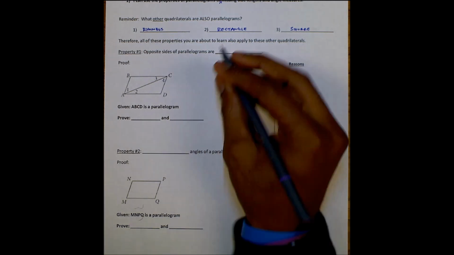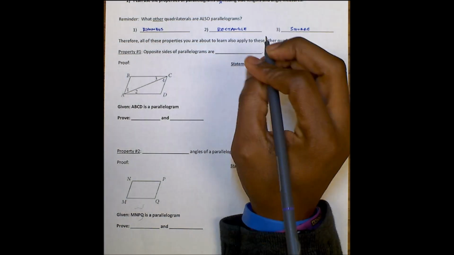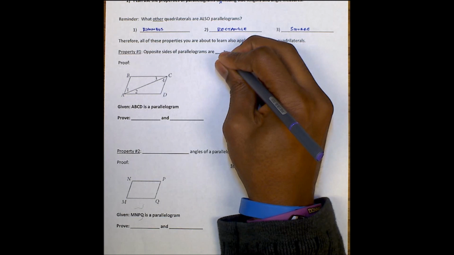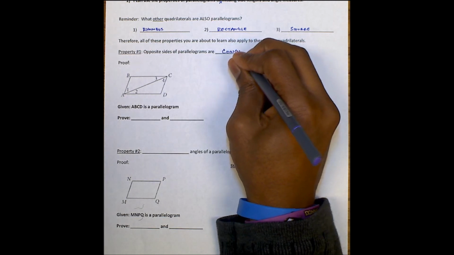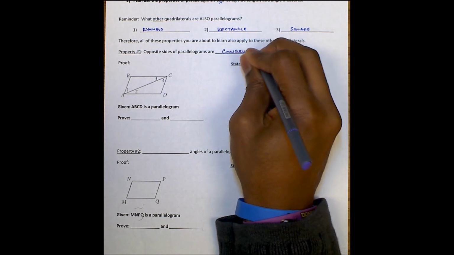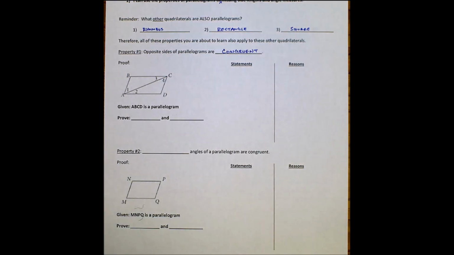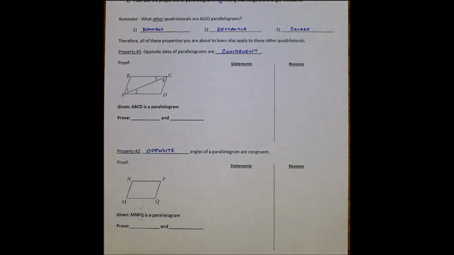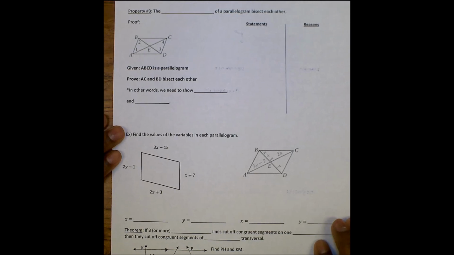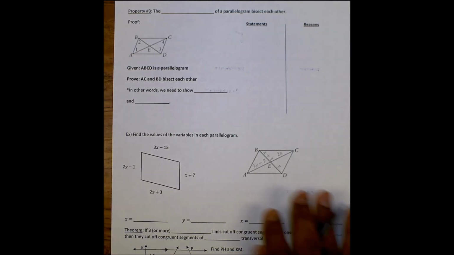Okay, so first property is that opposite sides of parallelograms are congruent. Okay, we'll go back and prove this in just a second. Second, that opposite angles of a parallelogram are congruent. And the third property is that the diagonals of a parallelogram bisect each other.